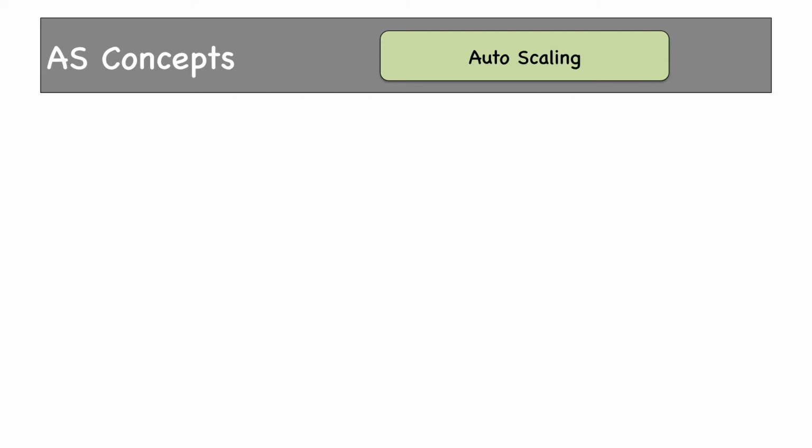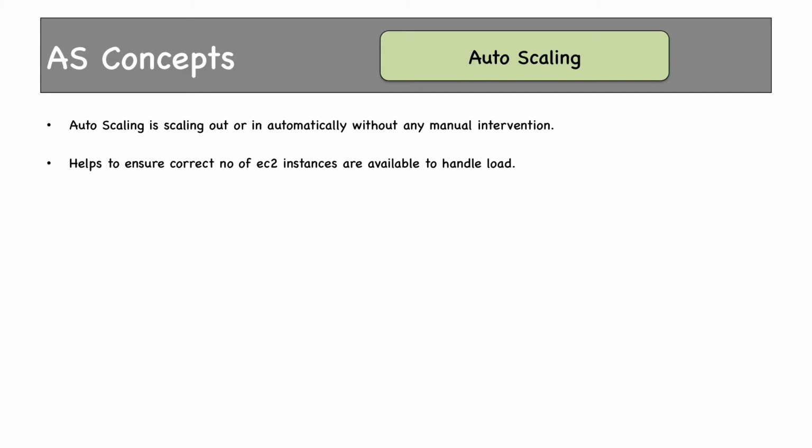If you have to do vertical scaling for some reason, suppose you want to increase the RAM or CPU power or network bandwidth, then you'll have to change the instance type. But as far as autoscaling is concerned, you can only add additional EC2 instances. That means adding more servers in the current existing stack. That is horizontal scaling. Autoscaling is scaling out or in automatically without any manual intervention. It helps to ensure the correct number of EC2 instances are available to handle load. You'll never have capacity issues or any downtime whatsoever.